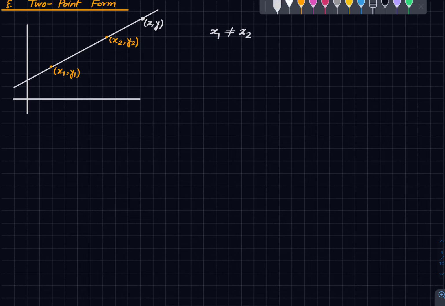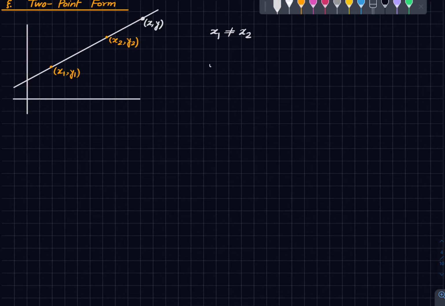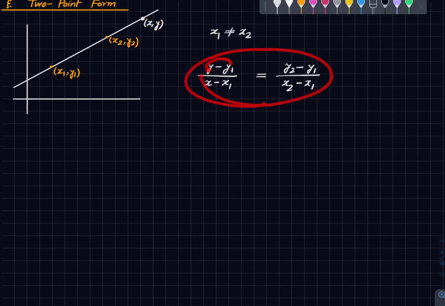Okay, so in that case, what is the slope? If we take a look at these 2 points, the slope would be y minus y1 divided by x minus x1. And if we take a look at these 2 points, then the slope is y2 minus y1 divided by x2 minus x1. Now, the careful reader will notice that this equation is valid only when x comma y is chosen different from this guy. Only then we can write this, because otherwise we will see 0 upon 0.